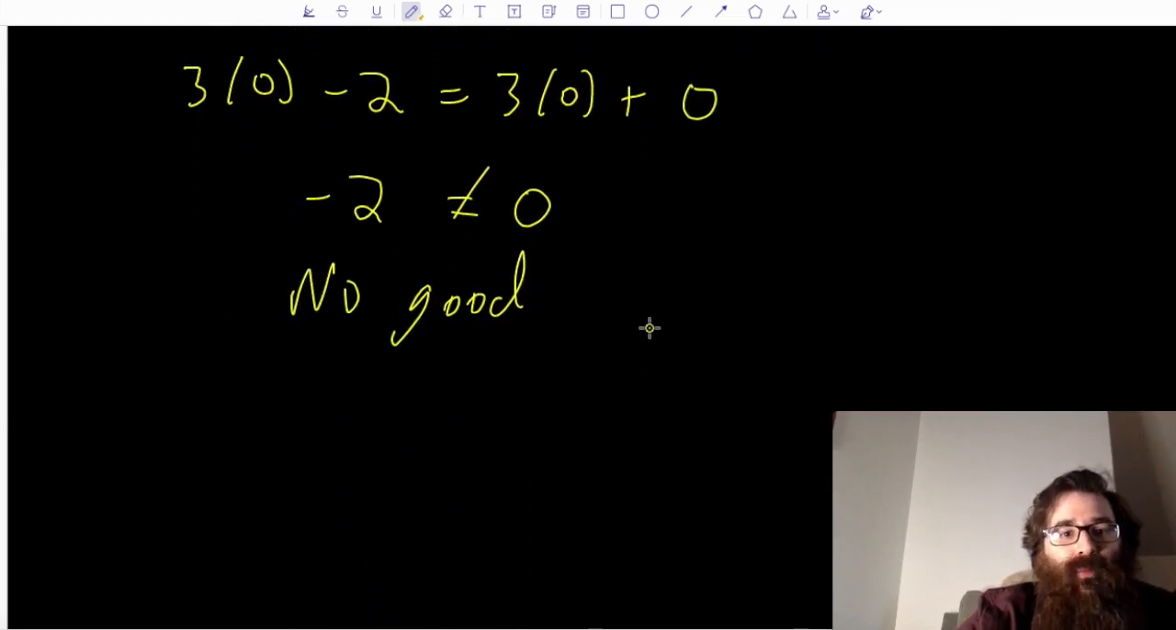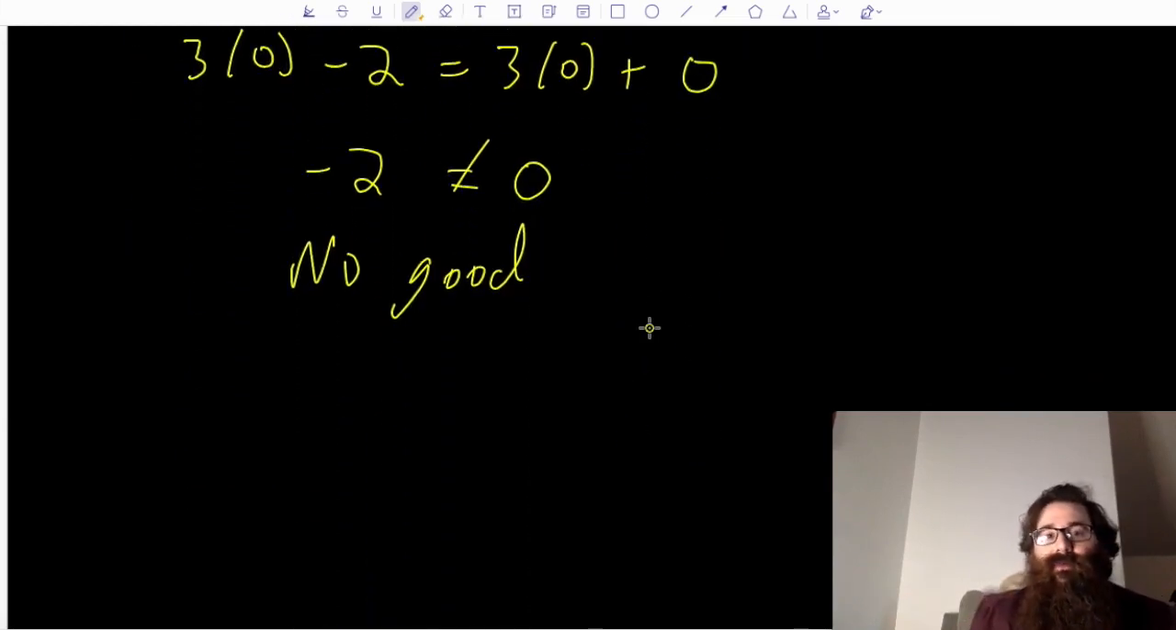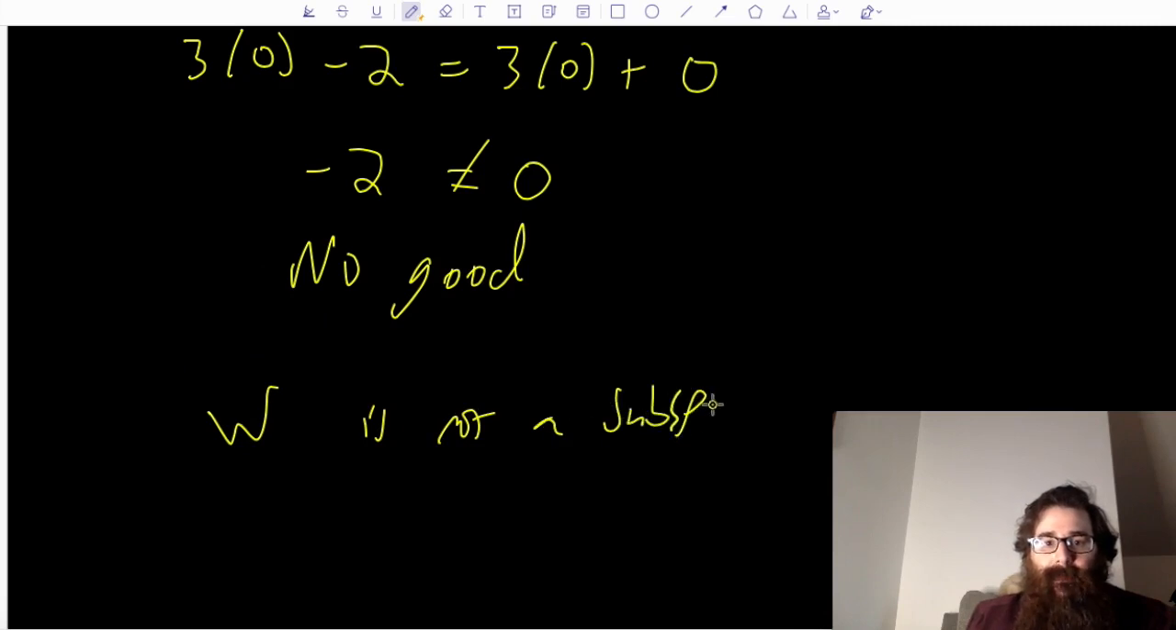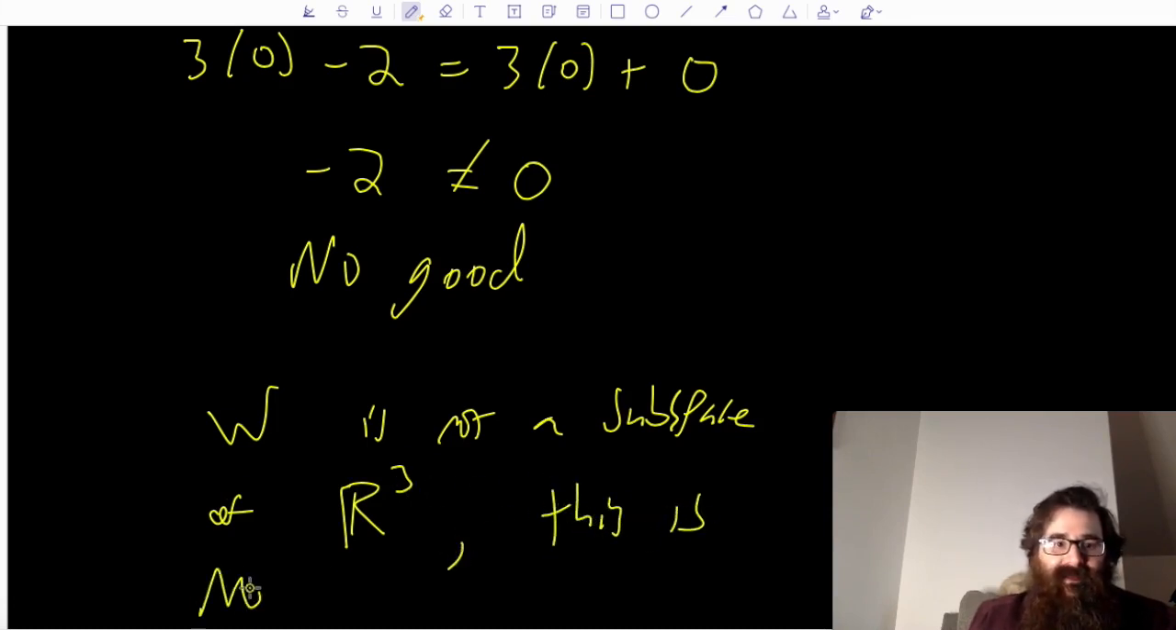So since we fail right away, we wouldn't really necessarily feel the need to go on and check those other 2 properties. You certainly could. It's not a bad idea, but right away we have the answer, right? Since this is not a subspace, W is not a subspace of R3. Since it is not a subspace, we can say this is not a vector space.